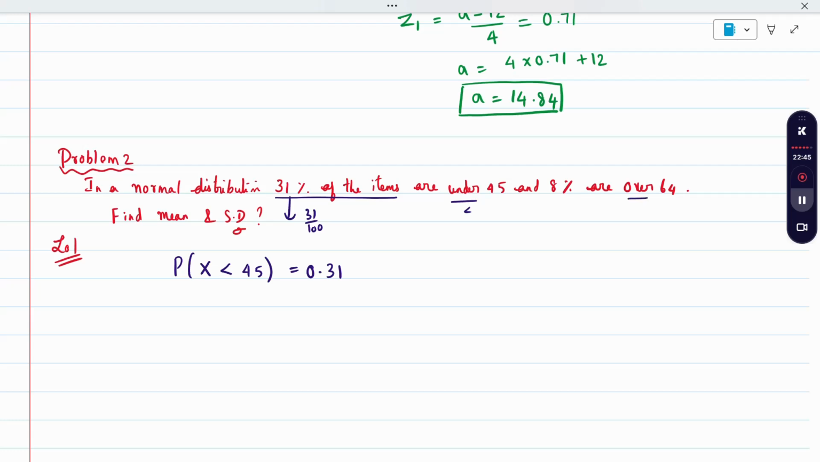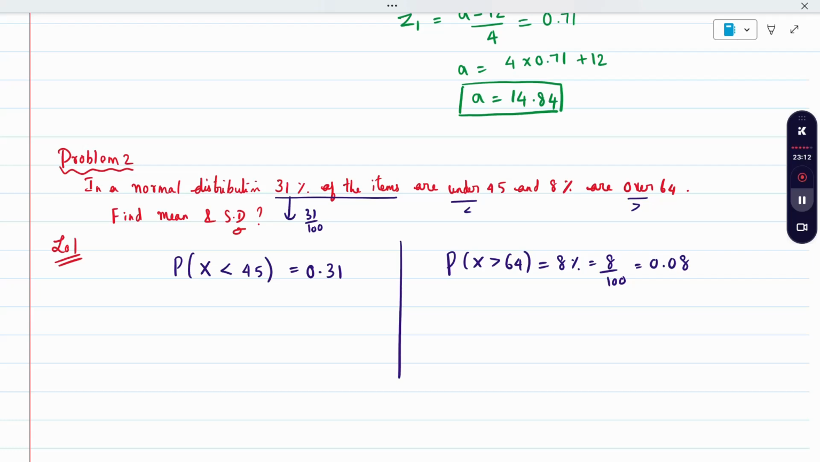In the same way, over means greater. Second condition given. Okay, probability of X greater than 64 equals 8%. 8% is nothing but 8 by 100, so it's nothing but 0.08. Two conditions are given in the question. So extend this question, you will get two equations. Solve both of these, we will get mean and standard deviation. That only I am going to do.